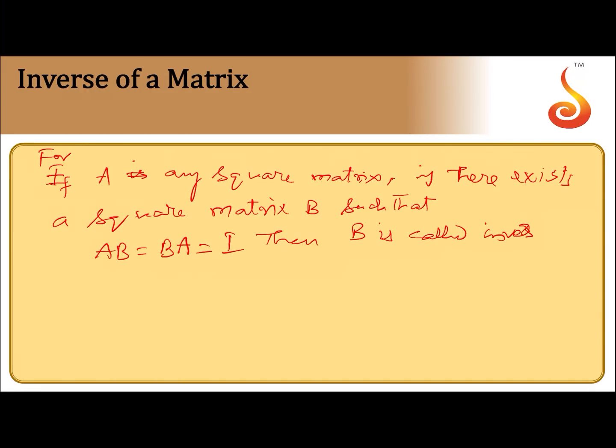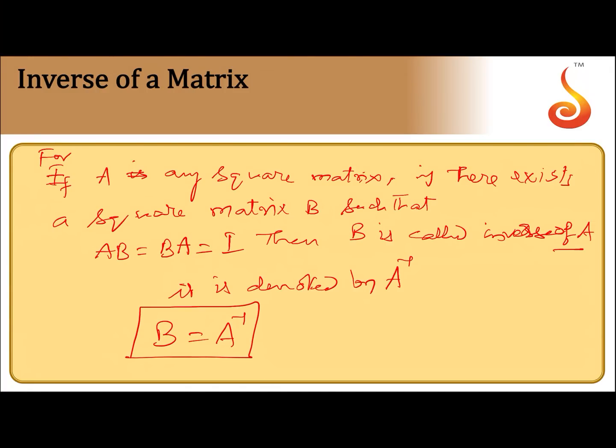the inverse of A. B is called the inverse of A, and it is denoted by A inverse. So B is equal to A inverse. So this is actually the definition of the inverse of the matrix.